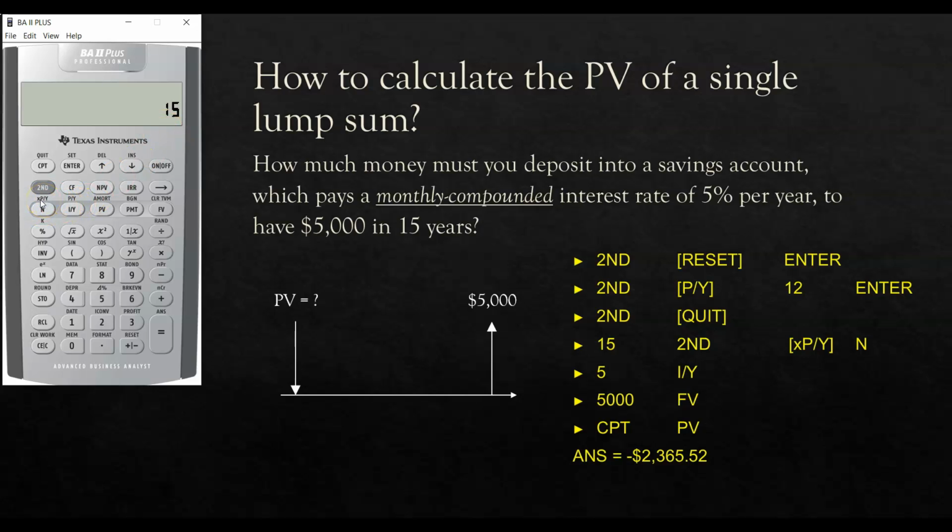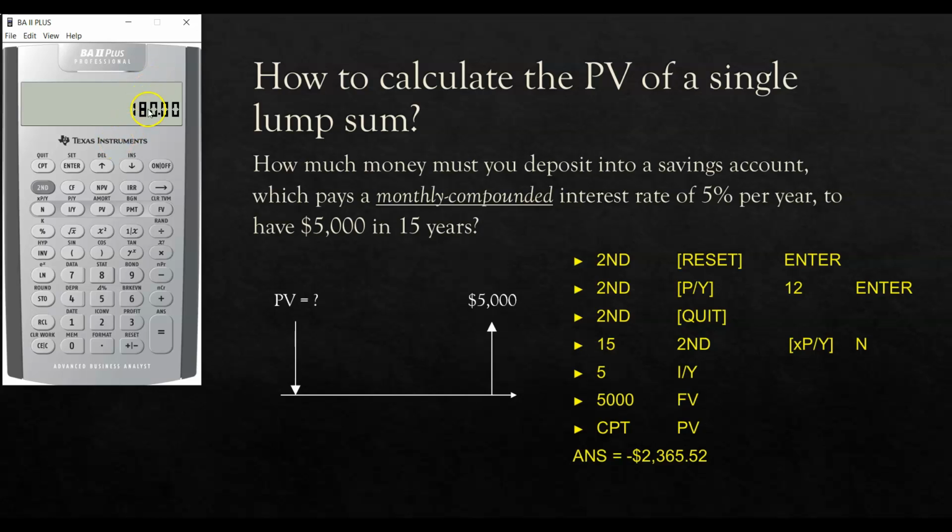We enter 12 for P/Y. So what I want to do is press second, and this one here, right? So second and the times P/Y. This is multiplying the 15 years by the 12 months that you have per year. So you have 180 months.